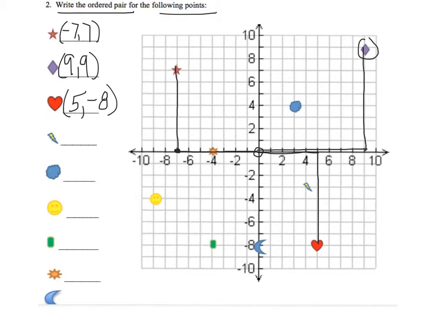The next one, the lightning bolt. The lightning bolt is in the same quadrant, quadrant 4. So starting at the origin, I'm going to go all the way over to a +4 for my x coordinate, and then down to a -3.